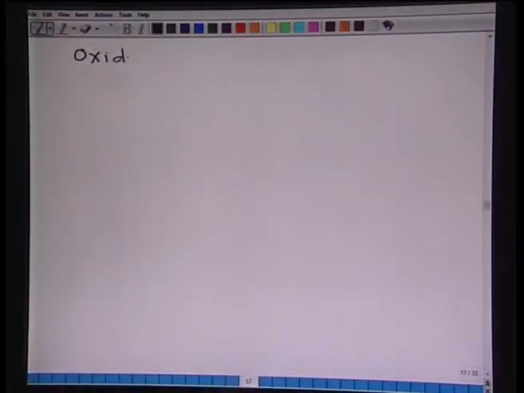So, continuing with the last lecture, let us take some examples of oxidic refractories. I will take few examples. For example, the most commonly used refractory is Fireclay.